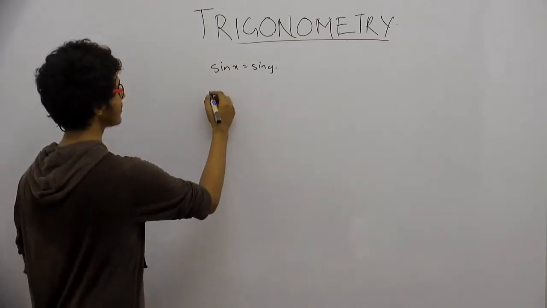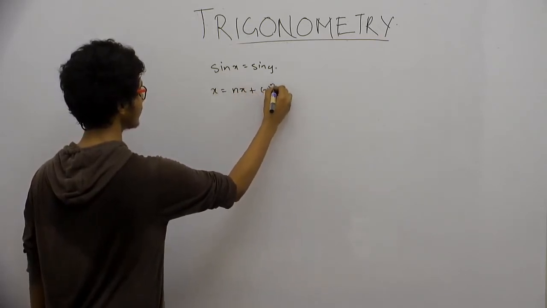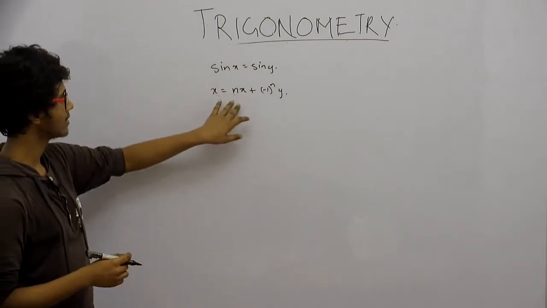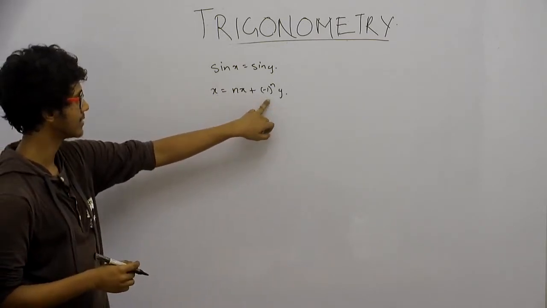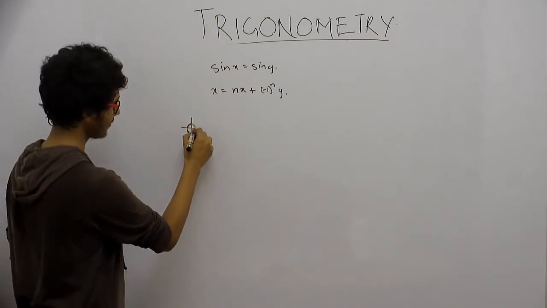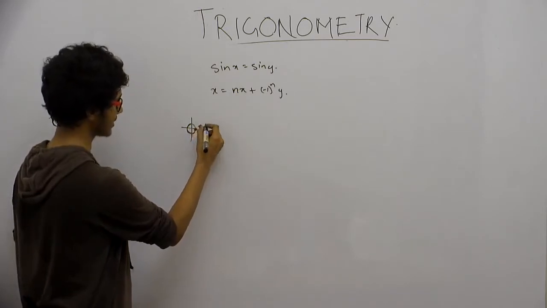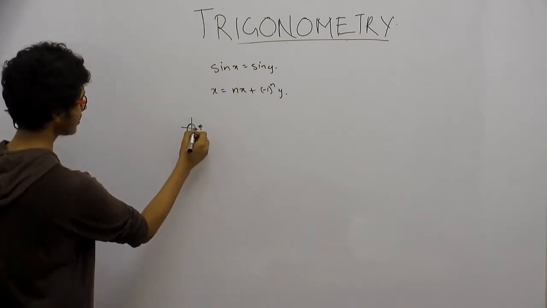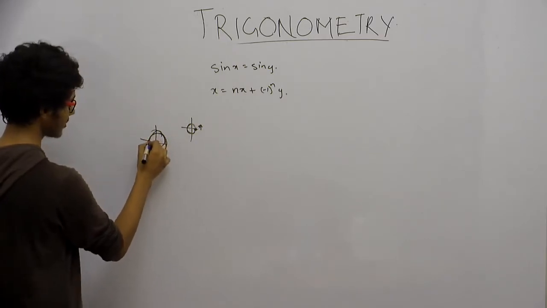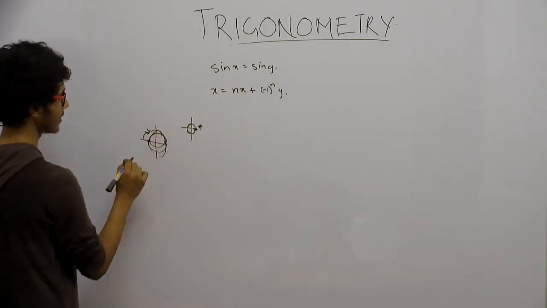For sin x equals sin y, we write x equals n pi plus minus 1 to the power n times y. This happens because when n is an even number, this is 0, so we take an even number of rotations and we end up here, we add y and we get x. But when it is an odd number, we take an odd number of rotations, we end up here, we subtract, we get x and y, same.